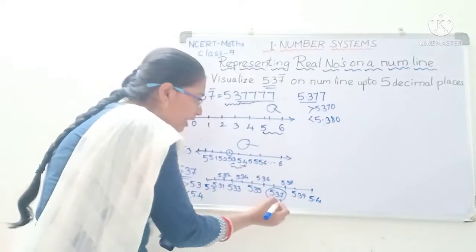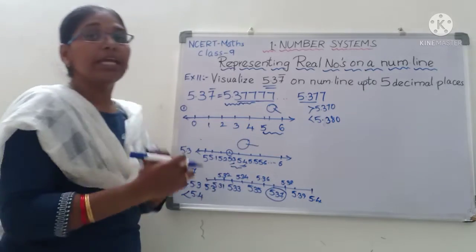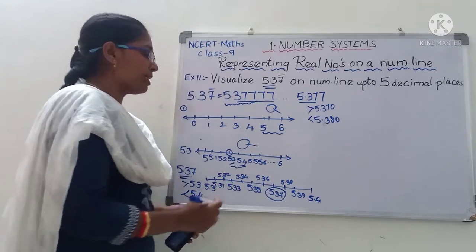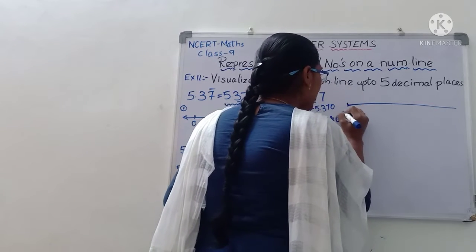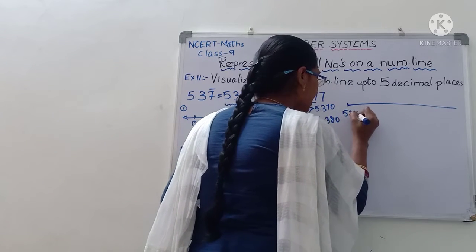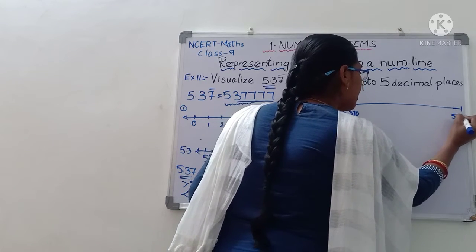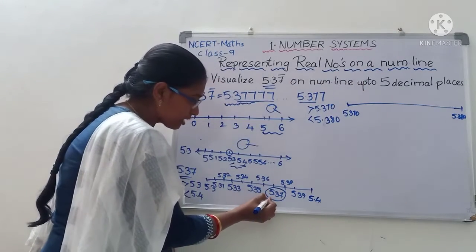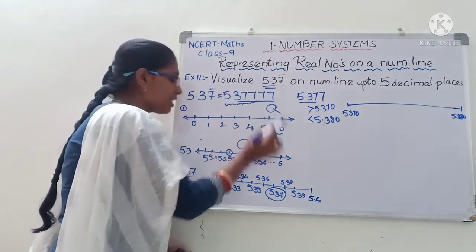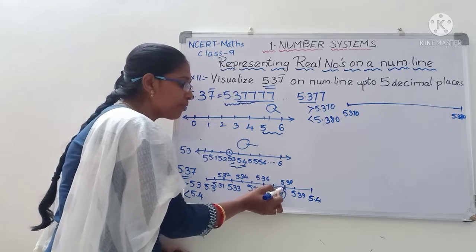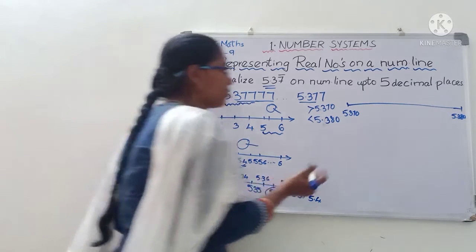So divide the place between 5.37 and 5.38 into 10 equal parts now. Assume that you use a magnifying glass between 5.370 and 5.380. Here you found 5.37, then you have 5.38. They are asking 5.377. So it will be somewhere in between 5.37 and 5.38. So let's divide this into 10 parts now.